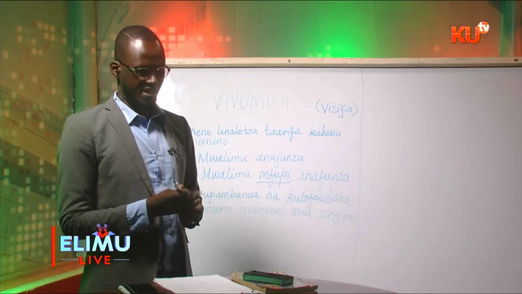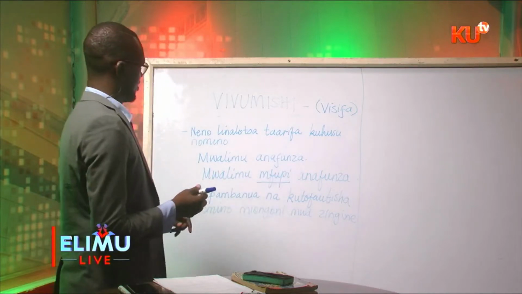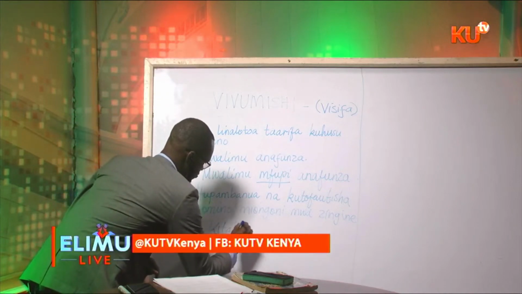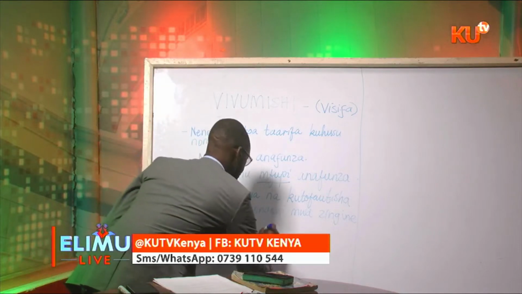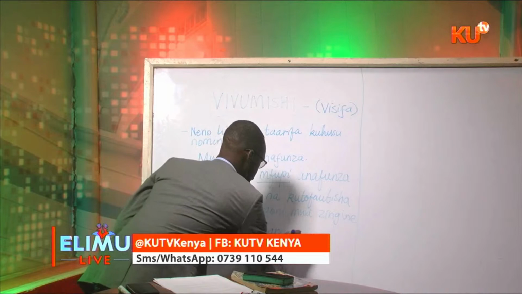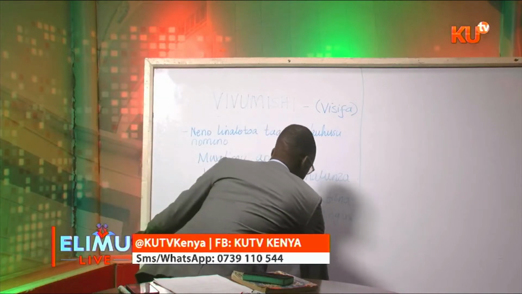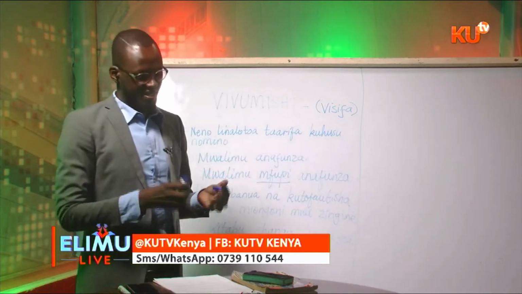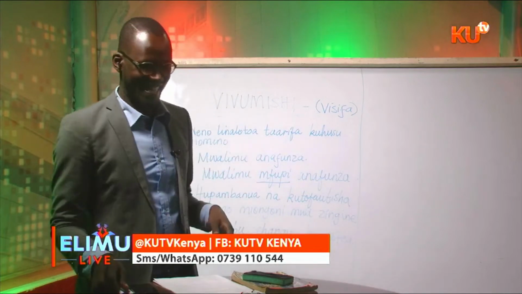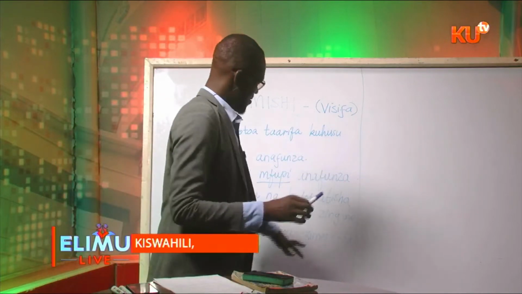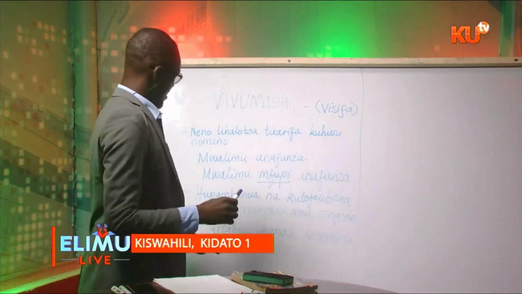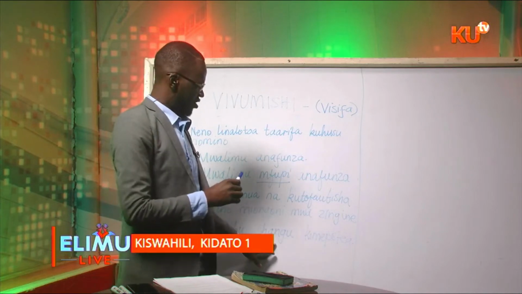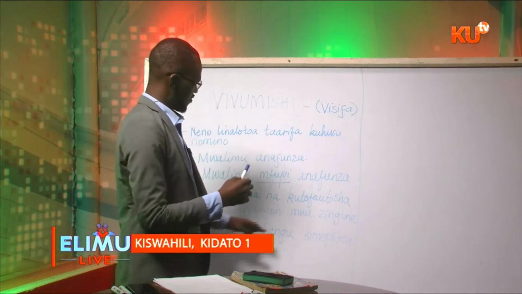Tuseme kitabu. Tupatie kitabu sifa. Kitabu changu kimepotea. Haya basi, weka pembeni basi. Kitabu changu kimepotea. Nomino ni kitabu. Changu ni kivumishi, kwa sababu tunaongea kuhusu vivumishi.